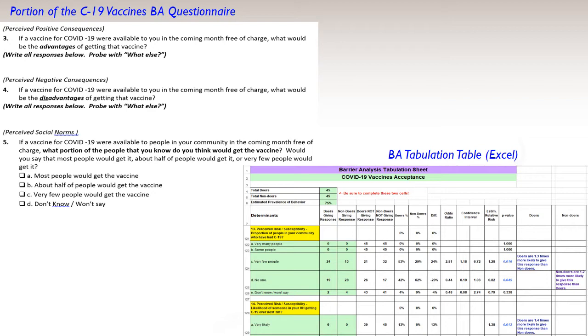And then down below, you'll see the barrier analysis tabulation table. You only have to fill out the green cells in this with the sample size you used, usually 45 and 45, the estimated prevalence of behavior from any local studies that have been done in your country, and then the responses to each of the questions. And you'll notice that over there on the right, all of that is done automatically by the spreadsheet and helps interpret what the findings are from the data that you've entered.